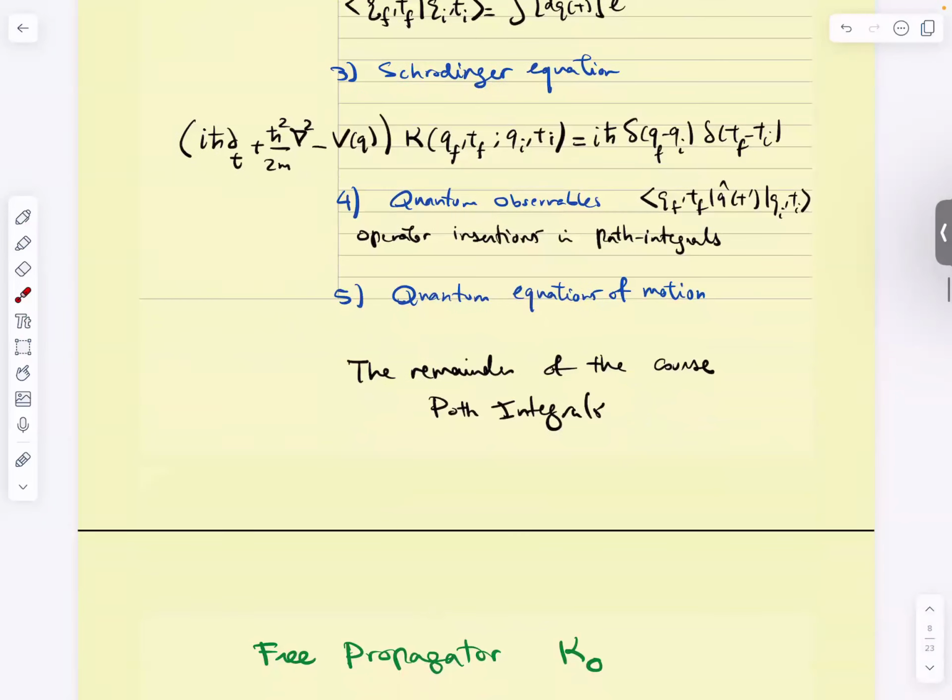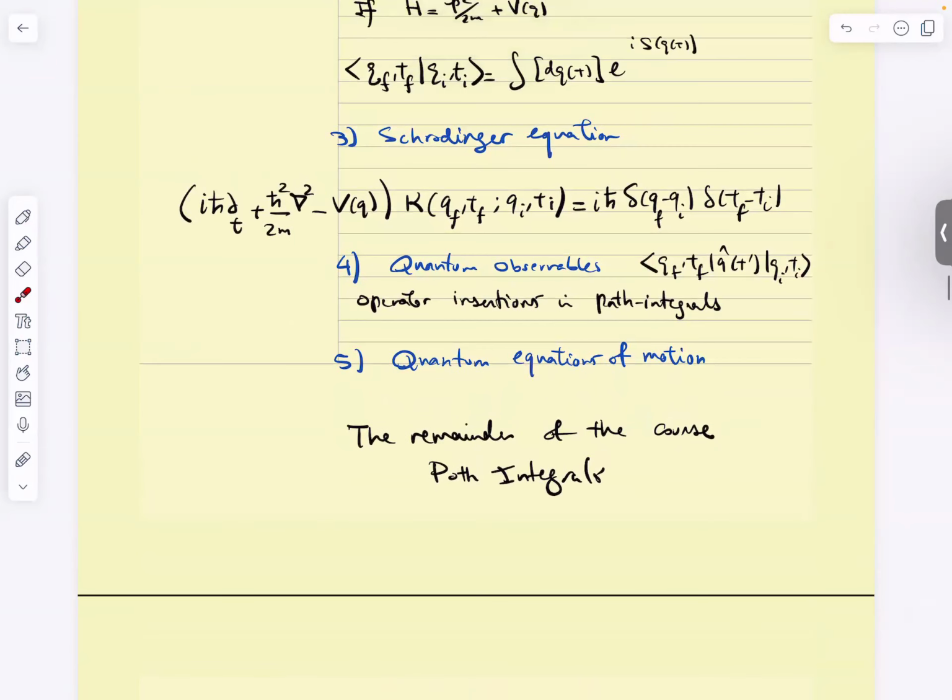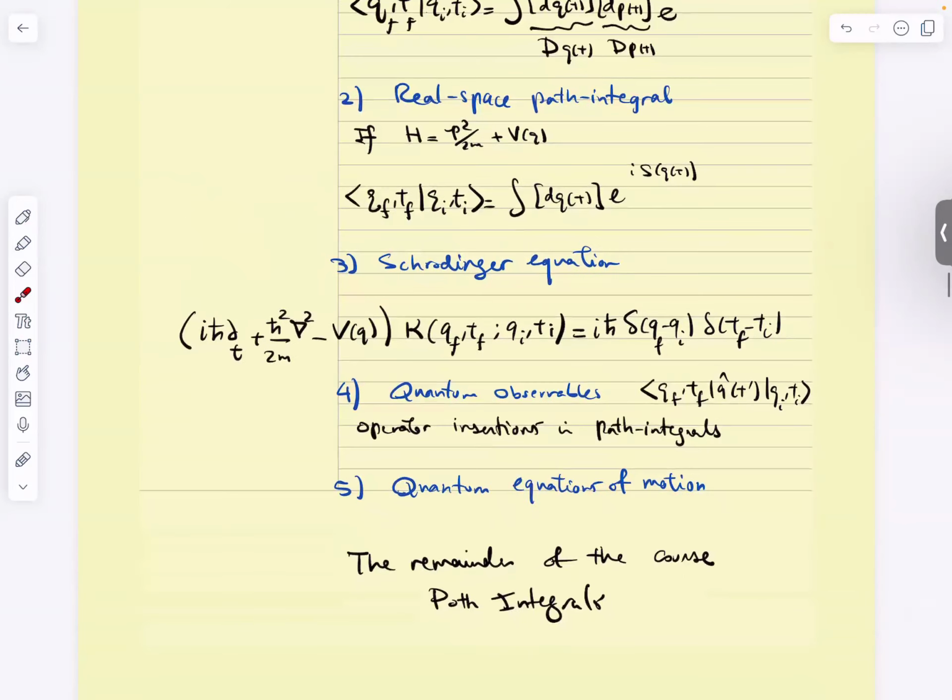All right, we also talked about quantum observables, the operator insertions in the path integral, and we talked about quantum equations of motion. All right, any questions? This is what we were supposed to cover last time.